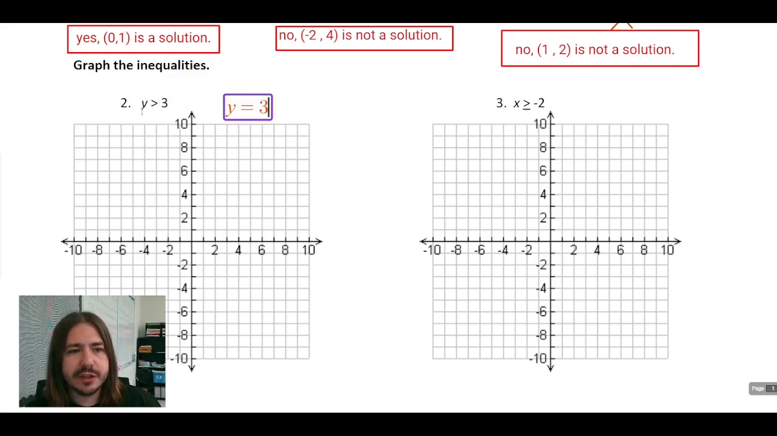Now this is a strictly greater than symbol, so we are going to be using open dots and dotted lines rather than solid dots and solid lines to indicate that the points on the line are actually not solutions, only the points in the shaded region. So y equals 3 is right here. I'll go ahead and draw that. We'll draw a line here. Let's make this a dotted line. It goes through y equals 3, so that's going to be right here. I'll do a little open dot here at 3.